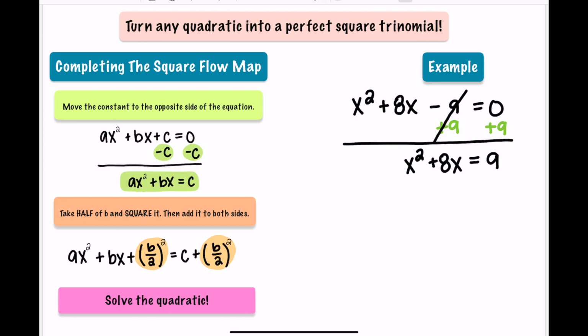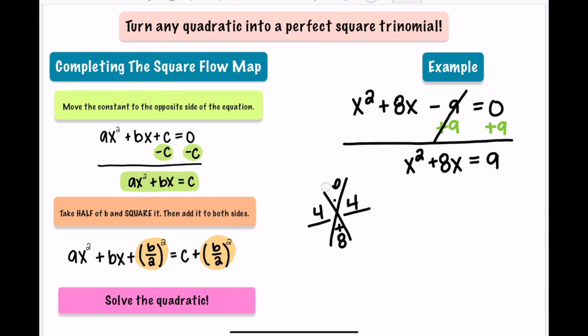That's essentially what we just did a few minutes ago. I want to add a number so that it multiplies to be something and adds to be 8, but I need those two numbers to be identical. So what are two numbers that are identical that add to be 8? 4 and 4. So 4 times 4 is 16, and I'm going to be adding 16 to both sides.